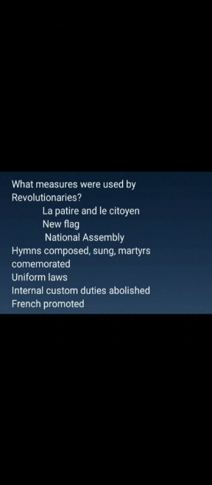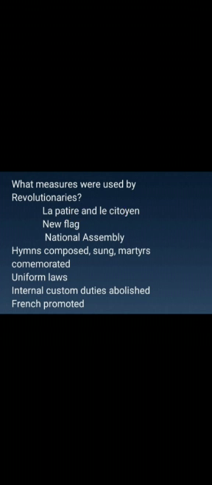From the very beginning, the French revolutionaries took various measures to invoke the feelings of nationalism in France. The very first thing which they introduced was the concept of la patrie and le citoyen. La patrie is the fatherland, and we are the citizens of the country.